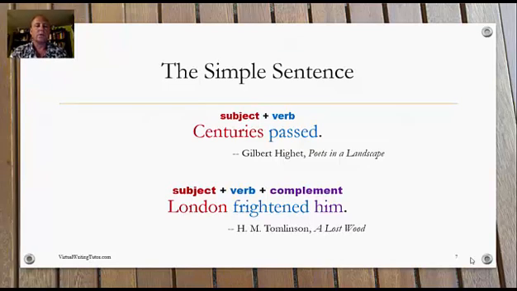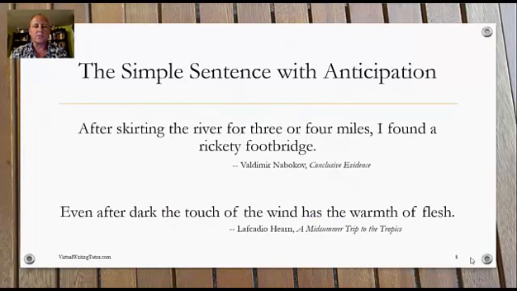Now, sometimes we want to add a little bit more to the simple sentence and delay getting to the action straight away. And we can do this with something called an anticipation. Let's look at one here. After skirting the river for 3 or 4 miles, I found a rickety footbridge. Now, the simple sentence is, I found a rickety footbridge, but it comes with this delay, with this anticipatory phrase, after skirting the river for 3 or 4 miles. Notice how the anticipation is set off from the rest of the sentence with a comma.